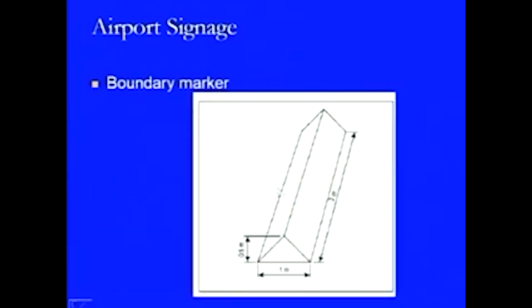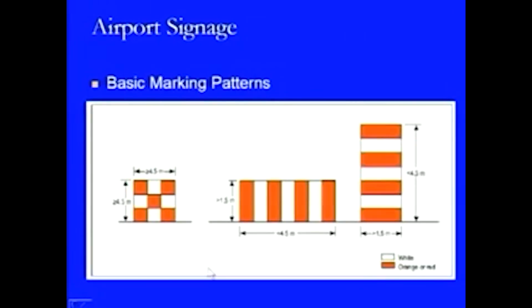Then there is another sign related to the boundary, and this sign is in this form, a sort of prismatic shape with a base of 1 meter by 3 meters and a height of around 0.5 meters. Then these are the basic marking patterns used at fences or walls: alternate white or orange patterns, or they may be in the form of a squared checkered pattern.